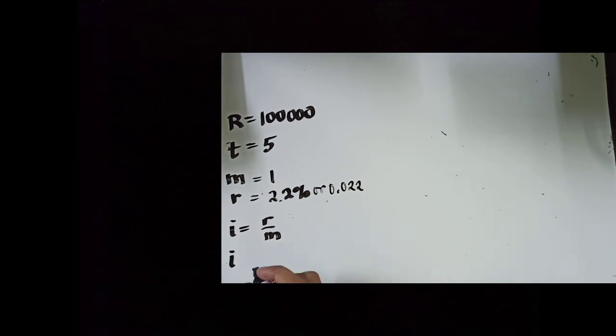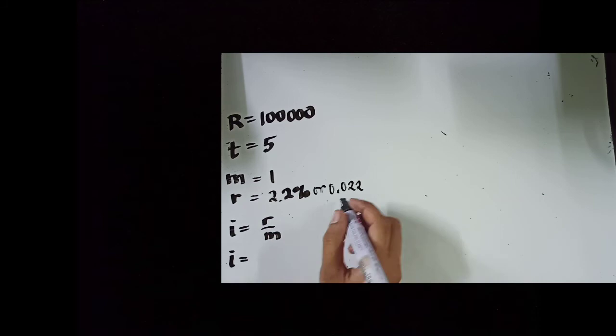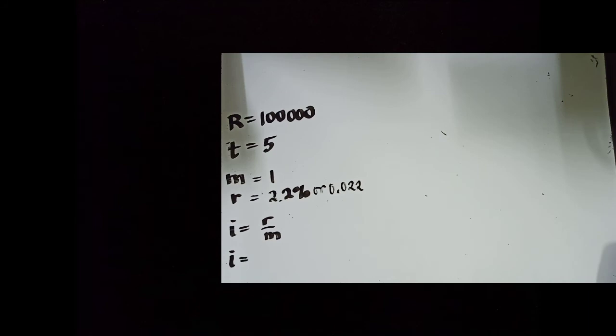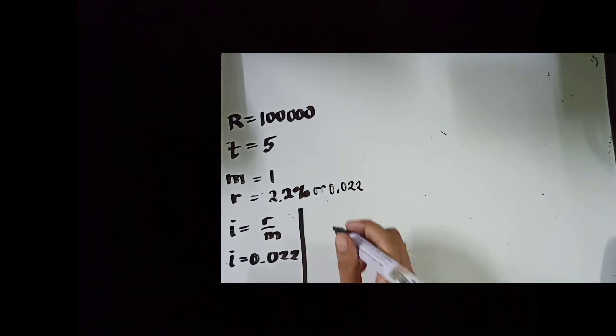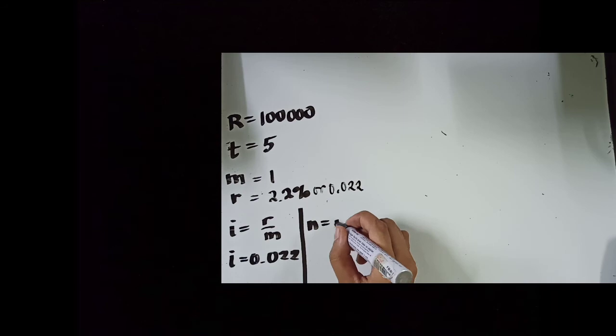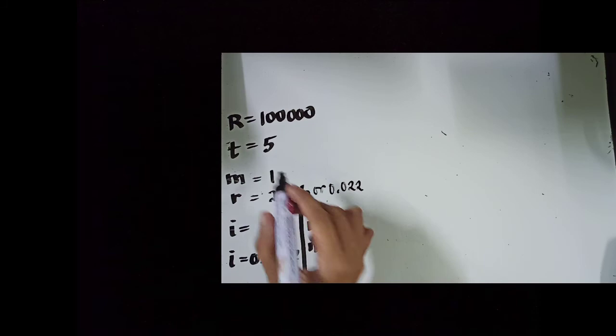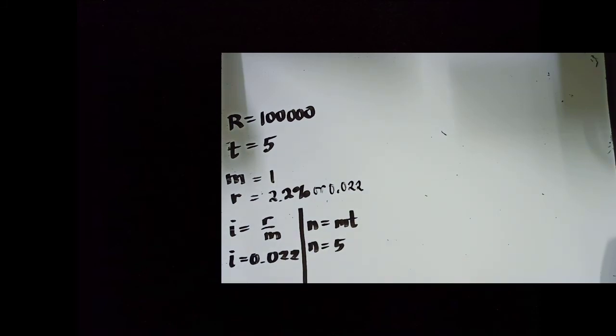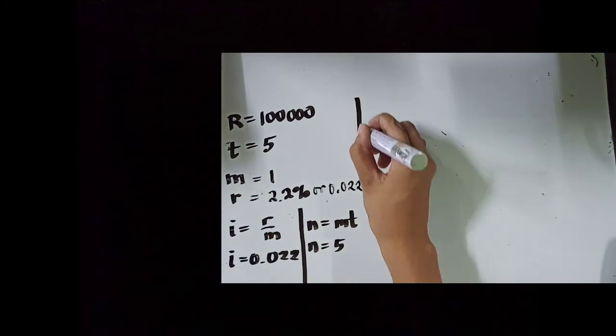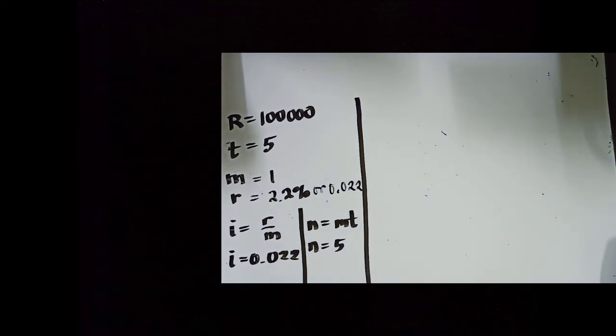So next, the value of our I. Again, to solve for I, use this formula. I is equal to R over M. Just substitute R, 0.022 divided by M, which is 1. So, the answer is 0.022. And how about N? Okay, so again, to solve for N, just multiply M by T. So, N is equal to 1 multiplied by 5 is 5. And after that, just substitute all the given in our given formula.